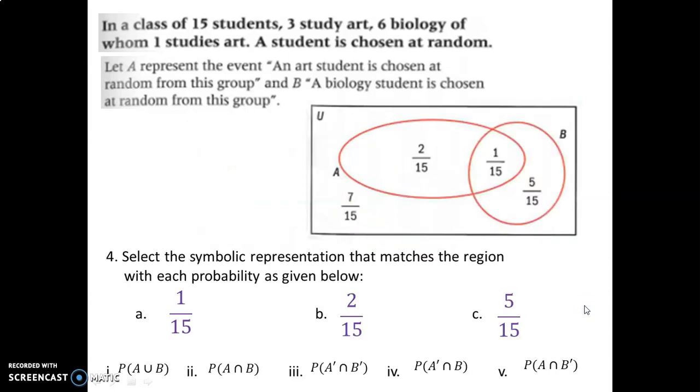Okay, so hopefully you got those matches to be correct. The 1/15 is the intersection, so the intersection's here. The 2/15 is A, but not B, because these people here are art students, but not biology, so that would be A intersection not B. And then the 5/15, which is here, are biology students that are not art students, so that would be biology but not art. Where's that? Right here, not art and biology.